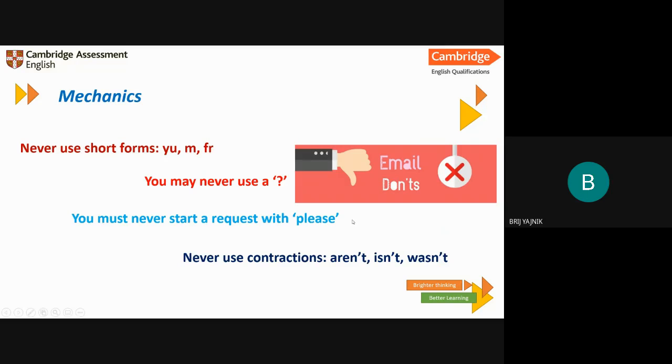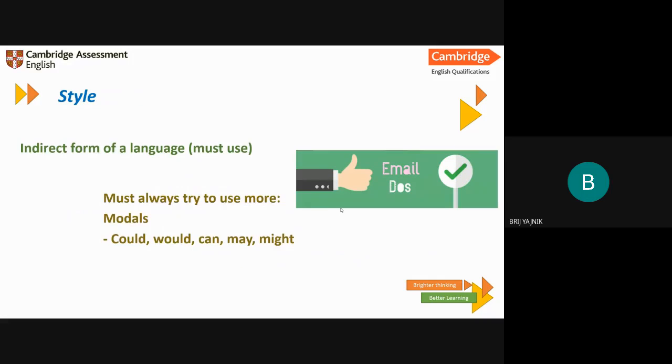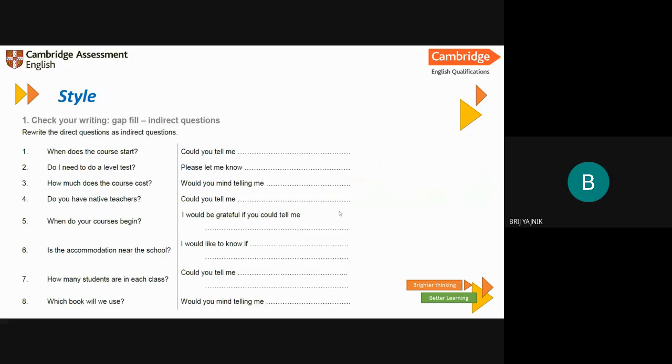We cannot use contractions. We cannot use question marks. We cannot use short forms. Then we focused on the style, and I think we did this exercise. Yes? We stopped here. Tell me yes or no. Tell me very quickly, did we do this? Yeah, so here we are.